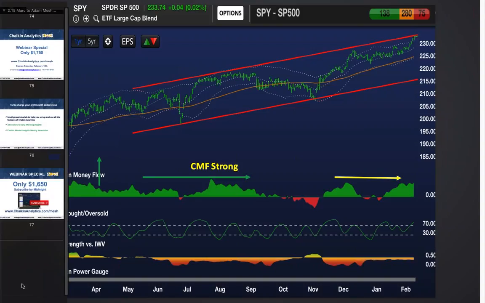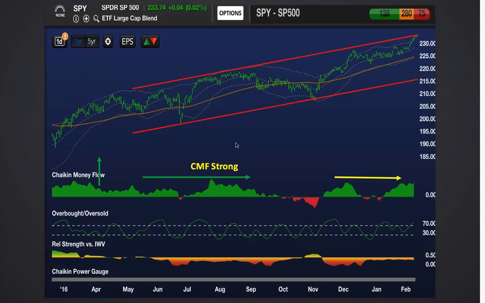So what we have here is a one-year chart of the SPY. Many of you trade this. It's the S&P 500 ETF. It's the most liquid trading vehicle in the U.S. markets. A couple of things to note.